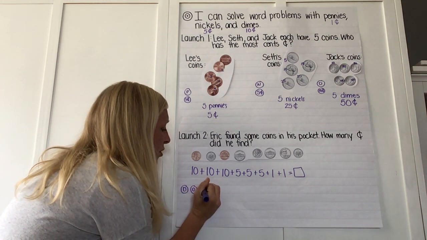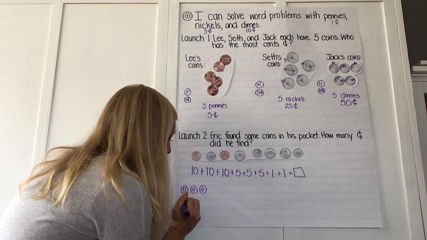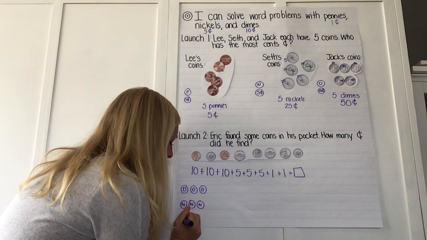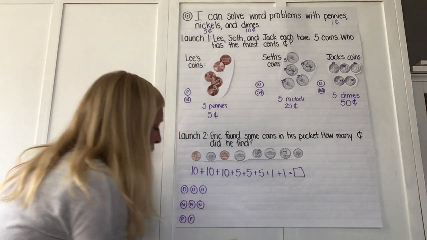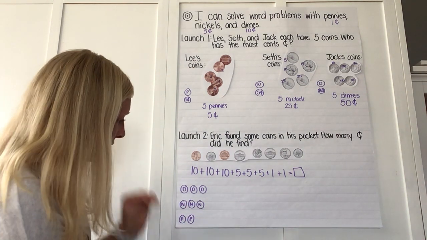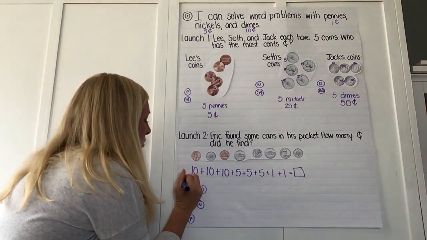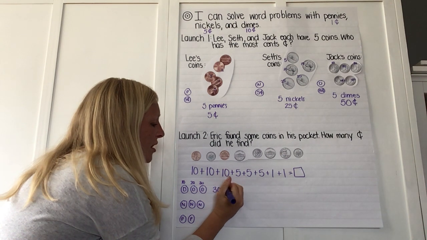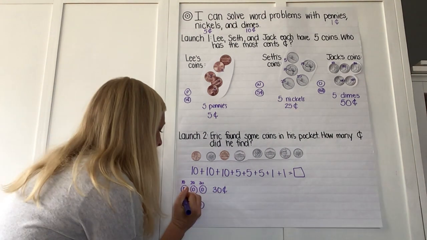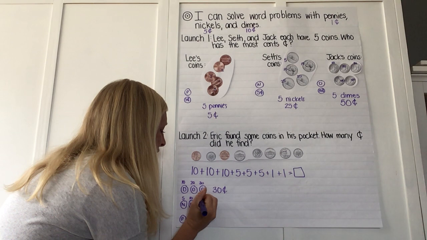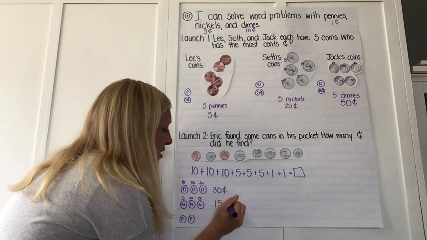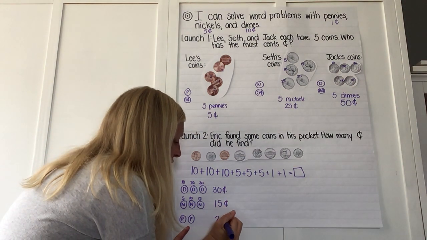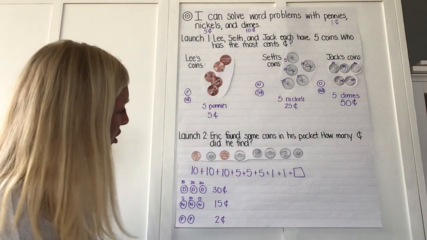Okay, so you grouped your dimes and your nickels and your pennies together. And when you grouped them together, what did you notice? You had 10, 20, you had 30 cents in dimes, 5, 10, 15 cents in nickels, and then what? Just 2 cents in pennies. And then what did you do?